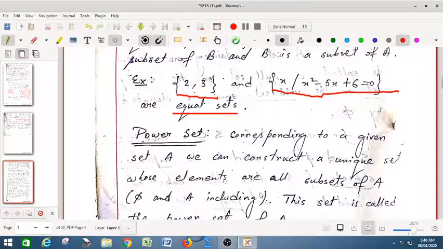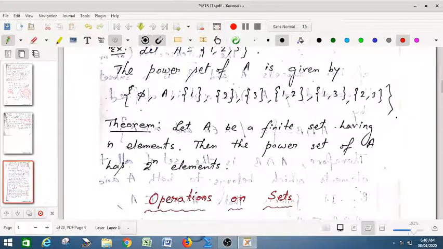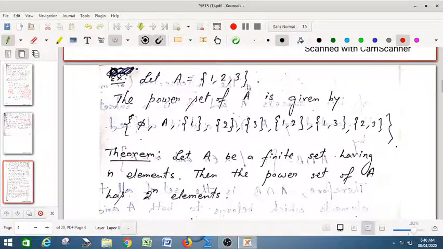Very important concept next, power set. What is a power set? Power set of a set A is the unique set whose elements are all subsets of A. That means power set is a set which contains all the subsets of A. So let us have an example. Suppose A is the set 1, 2, 3.